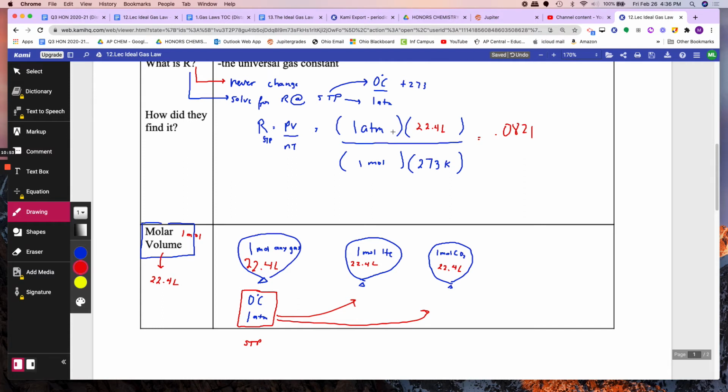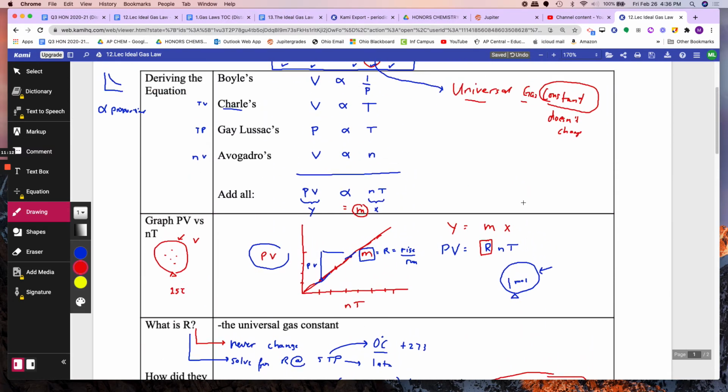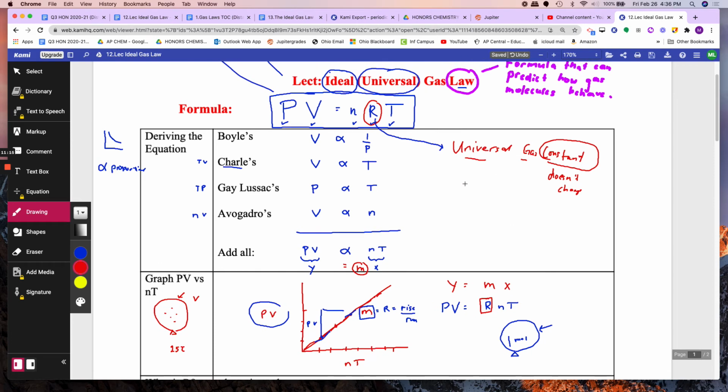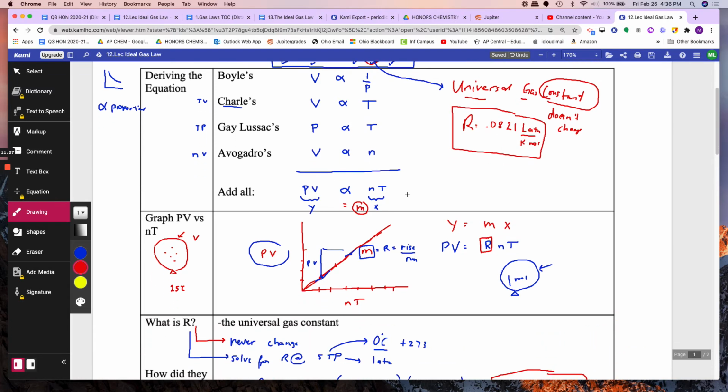Okay, so the units: atm and liters. I'm going to put the liters in the front because that's how they have it in the book. Liters times atm, and then Kelvin times mole. So this is what R is up here. You see this R? R is equal to 0.0821 L·atm per Kelvin·mole, which is equal to the slope.